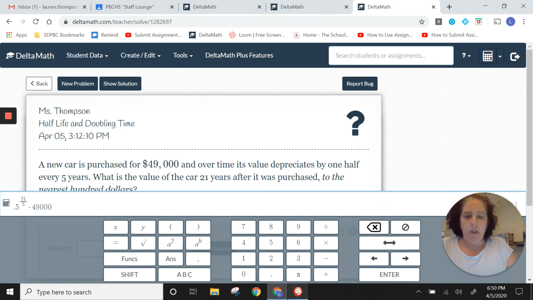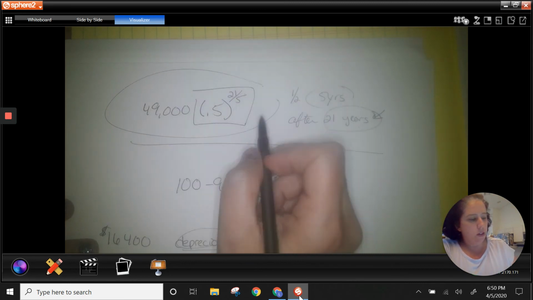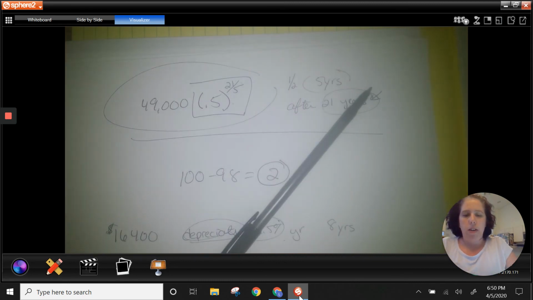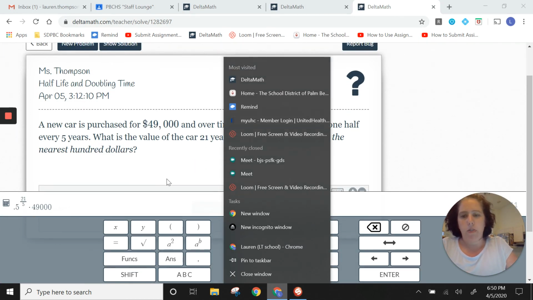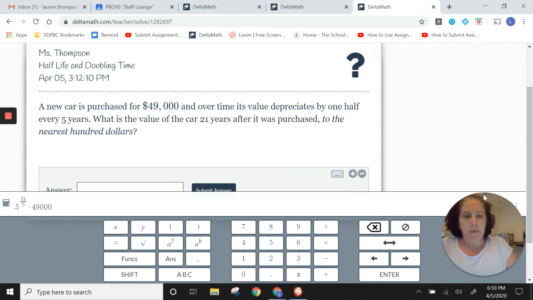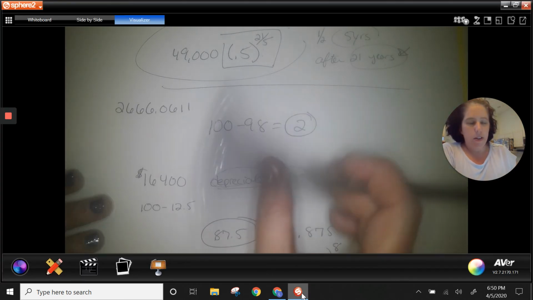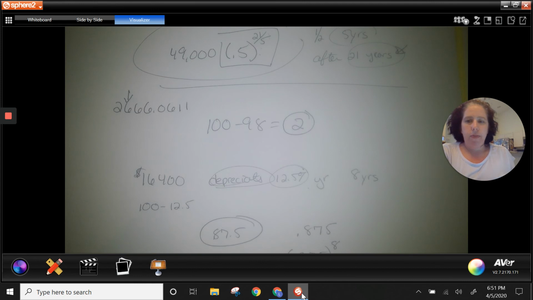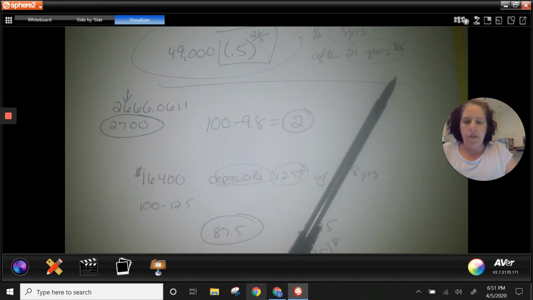Okay, so if you look over here, this is what the equation was, right? So we're going to do this part first and then times it by that. Okay, to the nearest $100. Okay, so be careful with that. So I got 2666.0611. Okay, so I got to get this to the nearest $100. So that's that spot right there. So this should be 2700.